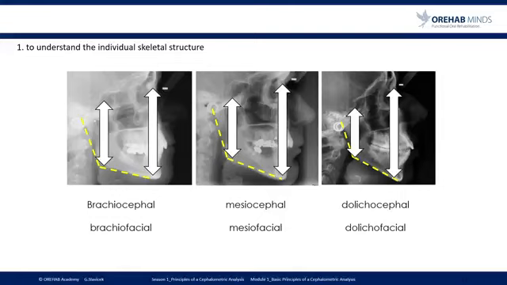If the posterior vertical height is increasing, especially compared to the anterior, we have a brachiofacial type. Or if the anterior part has quite a high vertical dimension, and the posterior is not quite developed in vertical direction, we have a dolichofacial pattern.